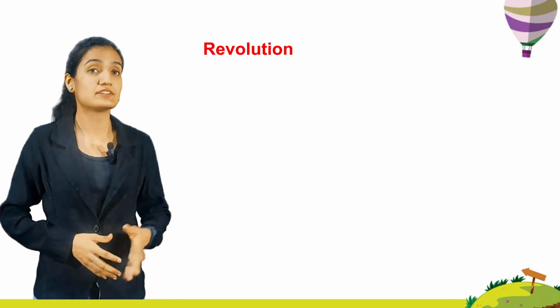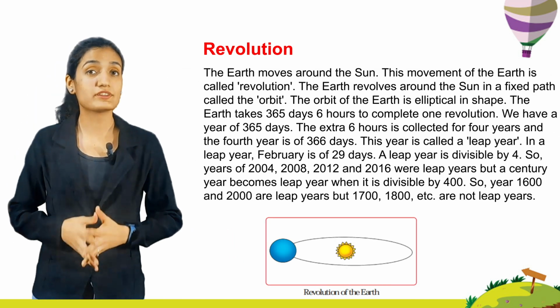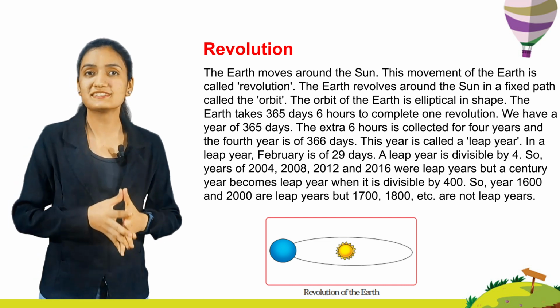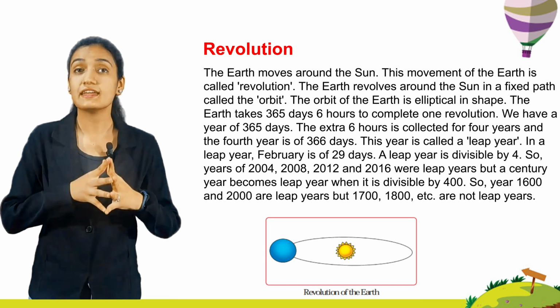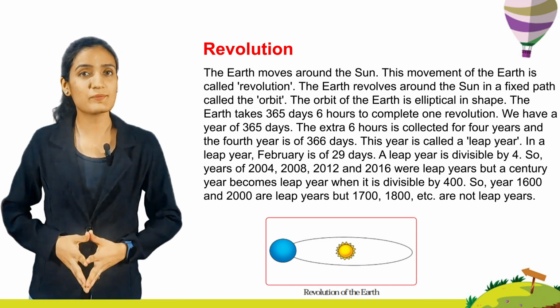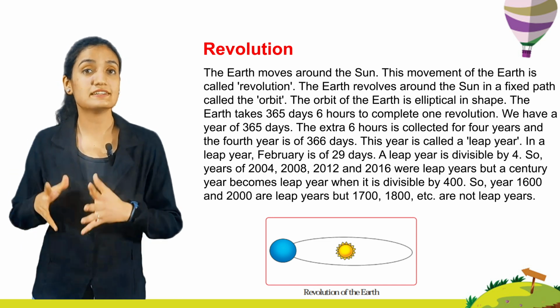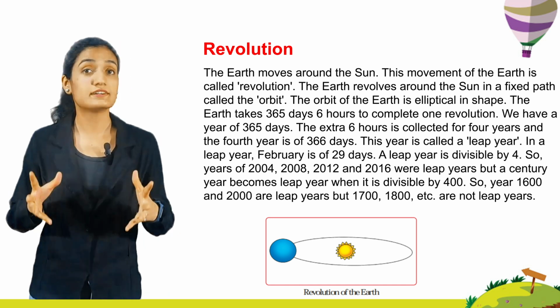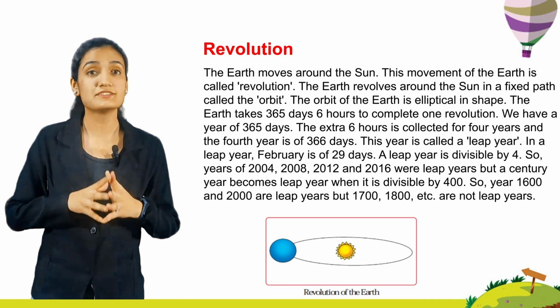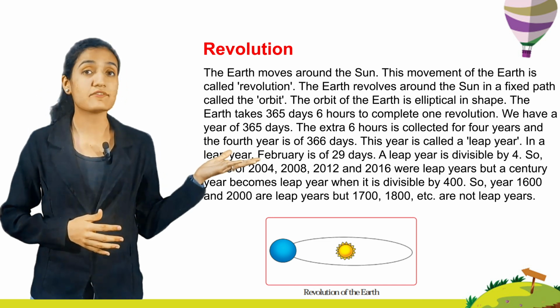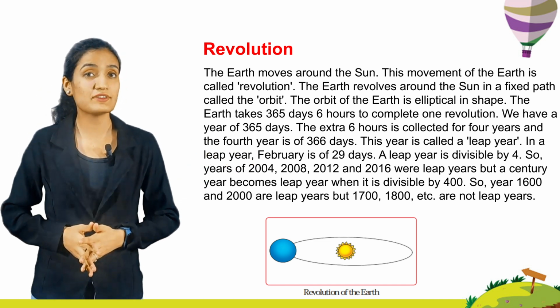Now, revolution. The earth moves around the sun. This movement of the earth is called revolution. The earth revolves around the sun in a fixed path called the orbit. The orbit of the earth is elliptical in shape. The earth takes 365 days, 6 hours to complete one revolution. We have a year of 365 days.